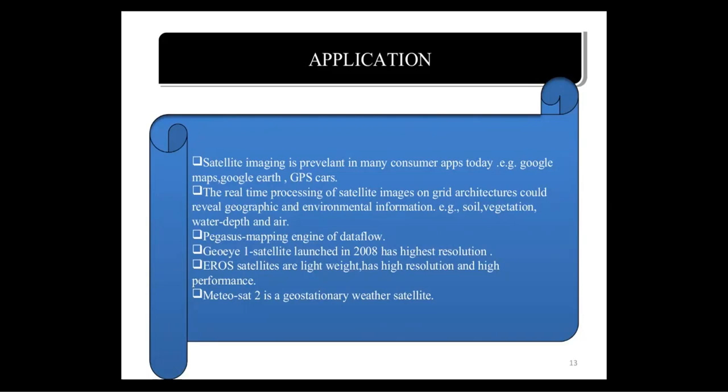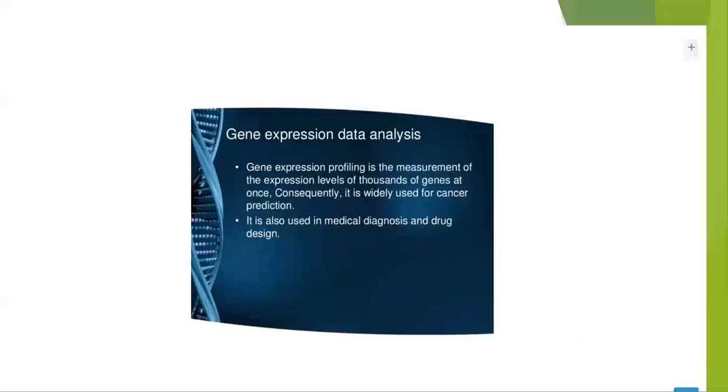Pegasus Mapping Engine of Data Flow. GeoEye-1, a satellite launched in 2008, has the highest resolution. EROS satellites are lightweight, with high resolution and high performance. Meteosat-2 is a geostationary weather satellite.